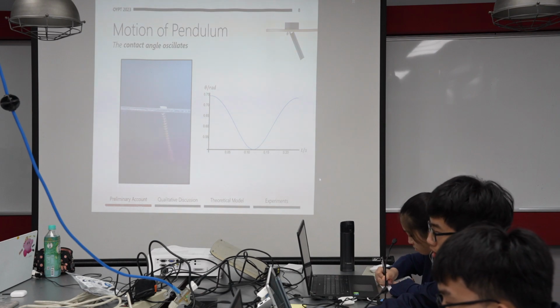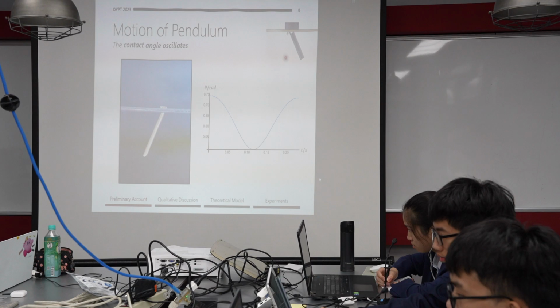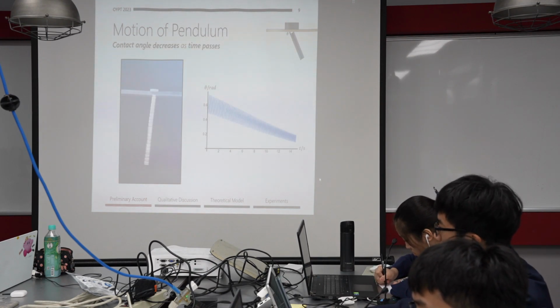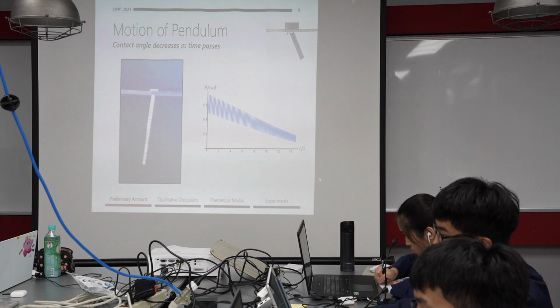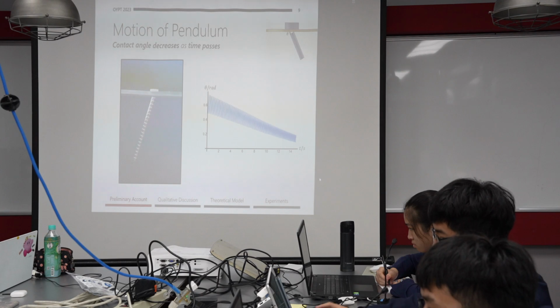Analyzing the motion within a short period of time, we see that the rod's contact angle theta, shown on the top right corner of the screen, undergoes oscillation. However, over a longer period of time, we see that the contact angle decreases, with oscillations becoming smaller.